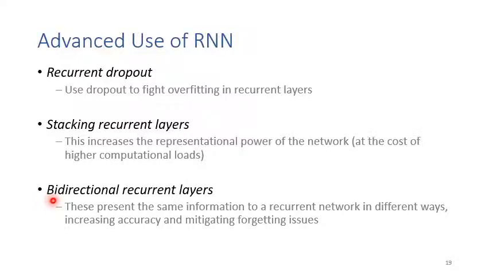And then there is a technique called bidirectional recurrent layers. It can present the same information to a recurrent neural network in different ways. It can pass the reverse order of series data into the layers. It may be useful for natural language processing, because sometimes we say the same sentence in a different order. So bidirectional may be useful, but it's not good for temporally dependent data.